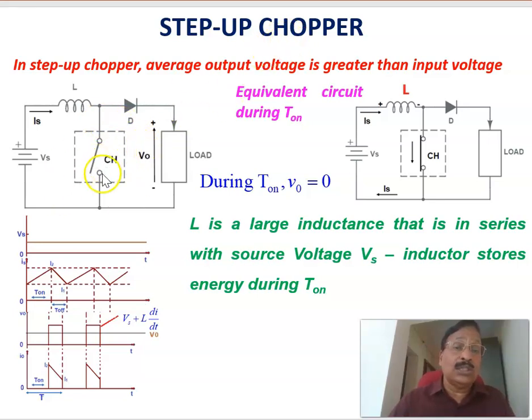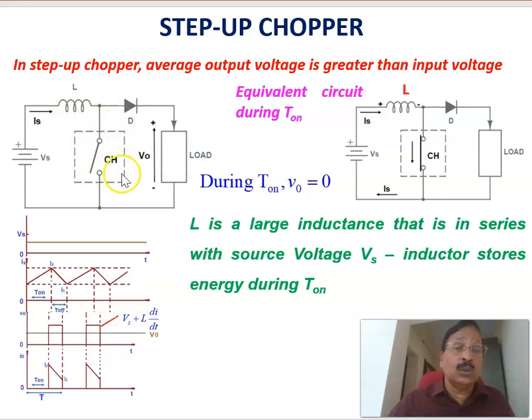Now let us see when the switch is on. When the switch is on, this is the equivalent circuit. In that case, the output voltage V0 equals 0 here. And of course the inductor is charging, because the voltage across the inductor is the same as the supply voltage Vs. Therefore the inductor is getting charged here. That is why the inductor current changes linearly, in this fashion, as the chopper is on.